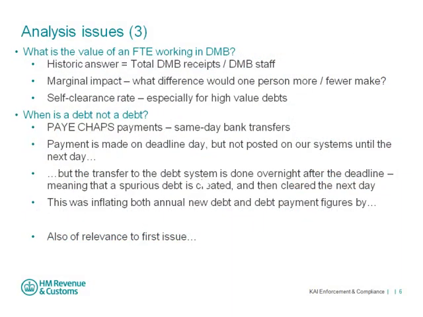More issues? A question that comes up a lot, what is the value of an FTE, a full-time equivalent employee, working within debt management and banking? Historically, when that question was asked, the answer would just be the total receipts that come into DMB divided by the number of staff. But there's a problem there, that generally when someone's asking that question, it's because they want to either add some staff or take away some staff and want to know the impact of doing that. So that's where we need actually the marginal impact of what difference there would be from having one person more or one person fewer actually working on this. And this is where the self-clearance rate becomes particularly important, because you need to think, well, okay, this person might bring in X amount of money, but how much of that is really new?